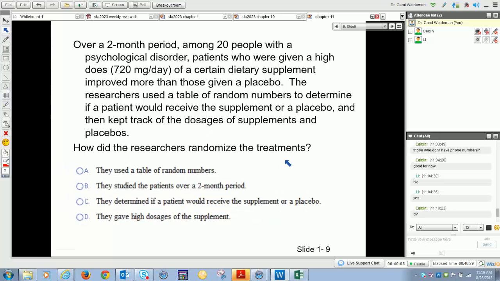How did the researchers randomize the treatments?